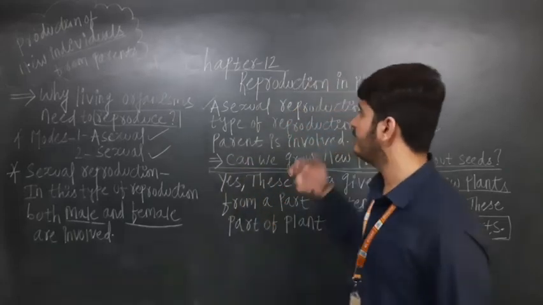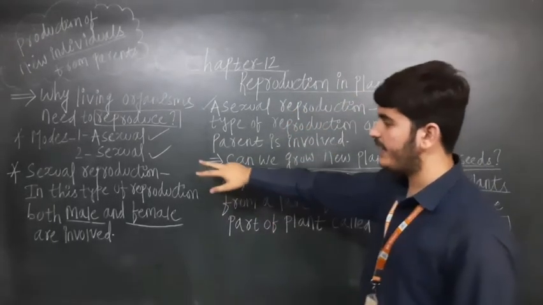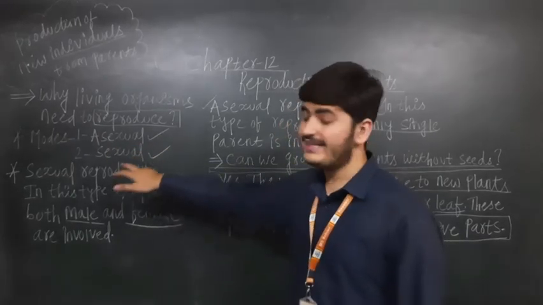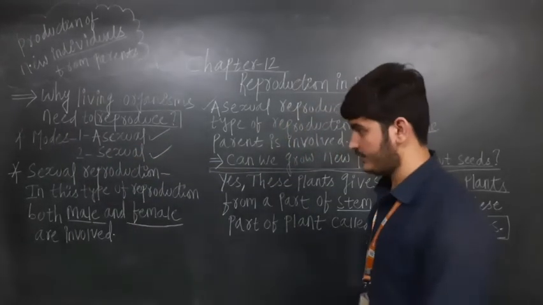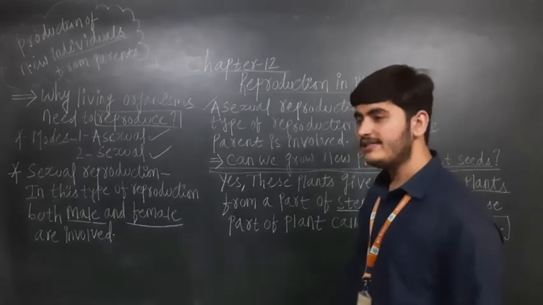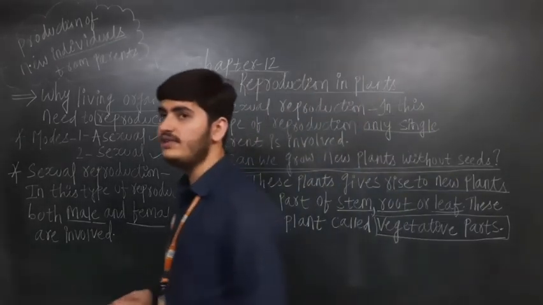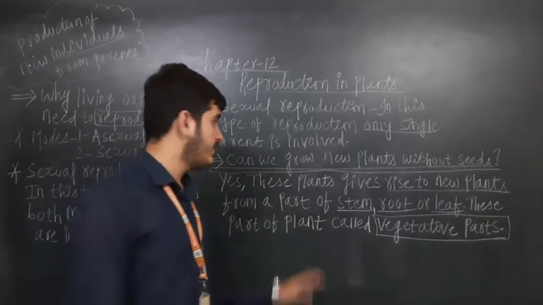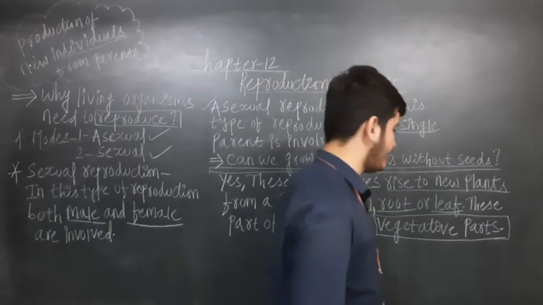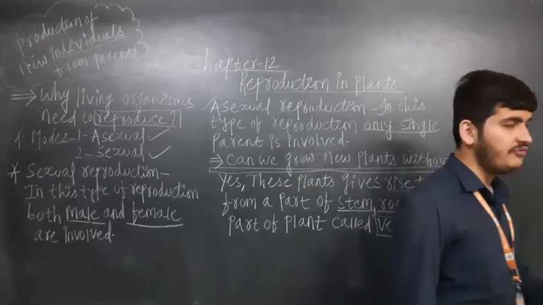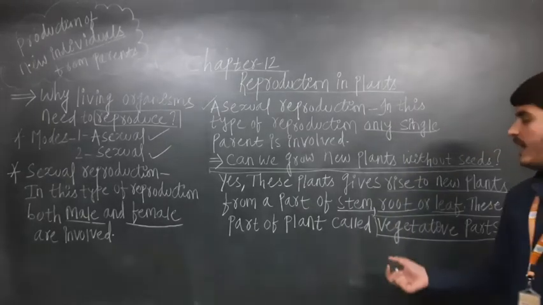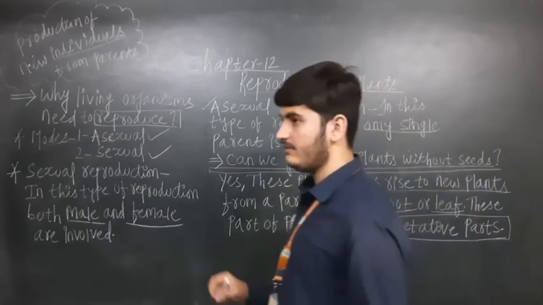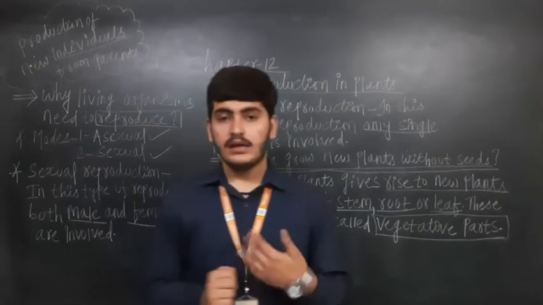So here we are talking about the plants. They are doing reproduction by two methods: the first one is asexual and the second one is sexual reproduction. Sexual reproduction means both male and female are involved, and in asexual reproduction only a single parent is involved. Then we have seen the vegetative parts, means roots, stem and the leaf are known as the vegetative parts of a plant because they are giving rise to the new plant.